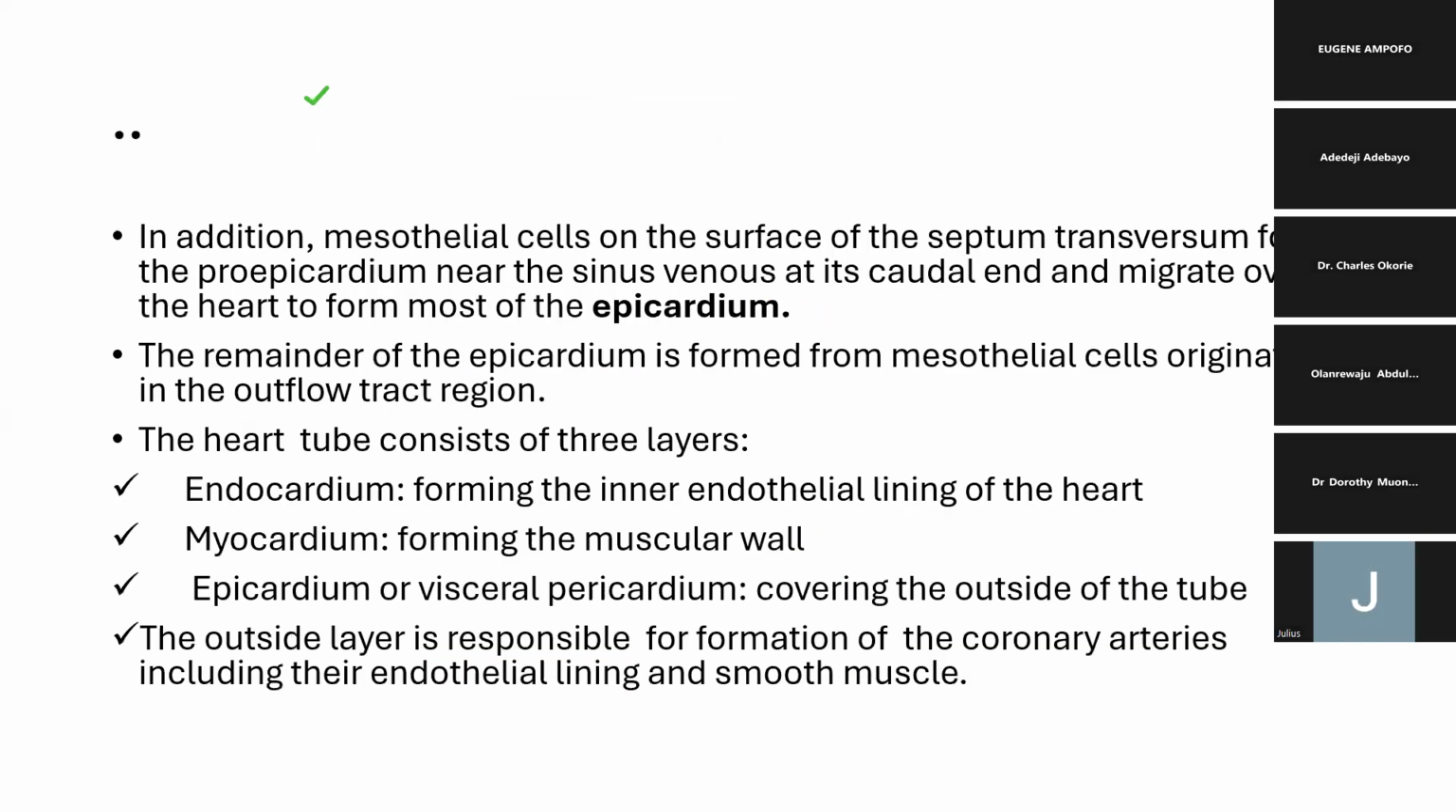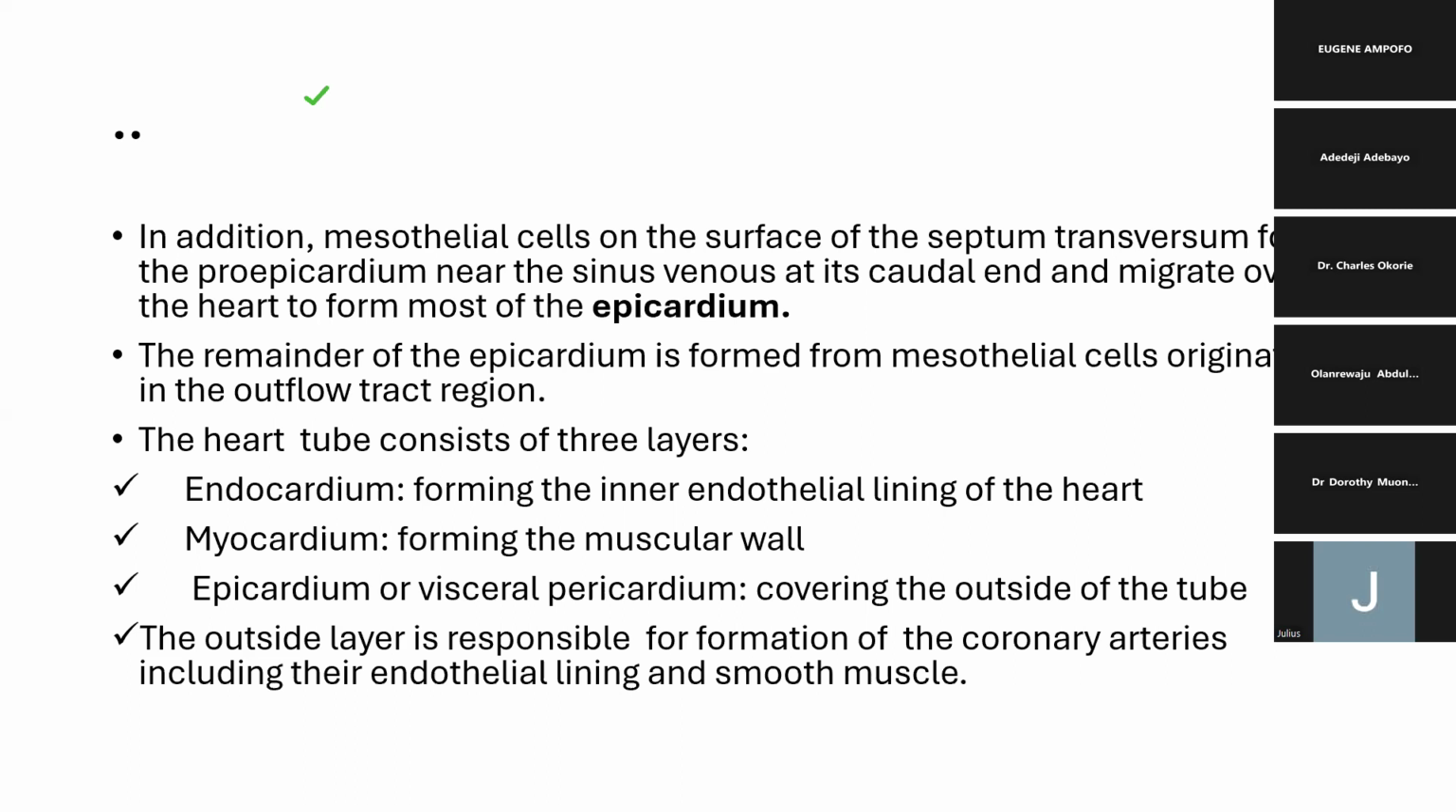In addition to this, mesothelial cells on the surface of the septum transversum form the proepicardium near the sinus venosus at its caudal end and migrate over the heart to form most of the epicardium. The remainder of the epicardium is formed from mesothelial cells originating in the outflow tract region.